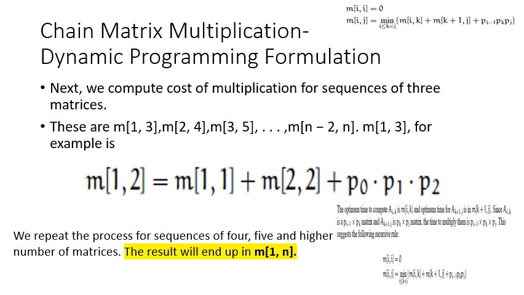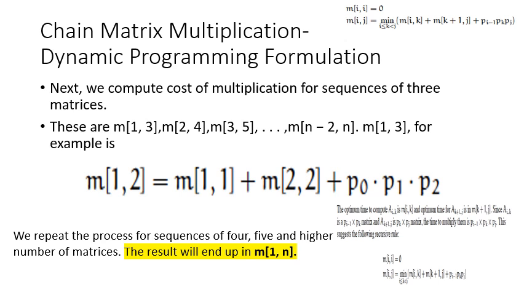We will fill this table diagonally. The first diagonal values are obtained from the base case. In the previous slide we have discussed calculating the next diagonal values. Now in this slide we will calculate this value, that is m of 1 to 3.